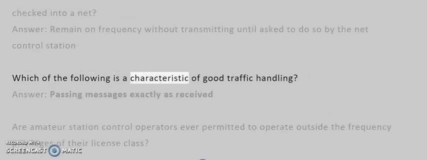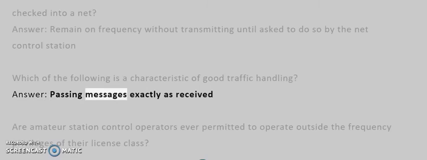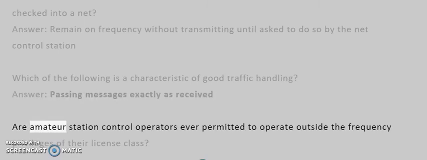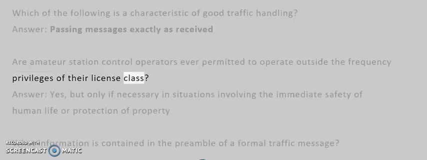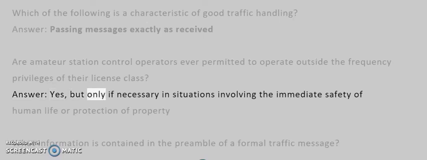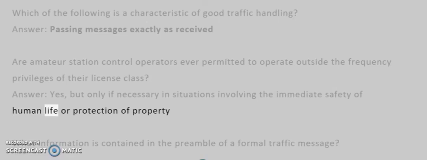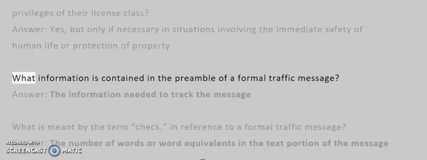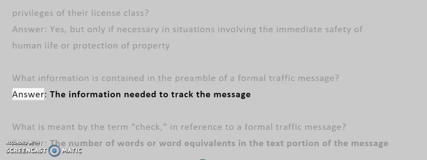Which of the following is a characteristic of good traffic handling? Answer, passing messages exactly as received. Are amateur station control operators ever permitted to operate outside the frequency privileges of their license class? Answer, yes, but only if necessary in situations involving the immediate safety of human life or protection of property. What information is contained in the preamble of a formal traffic message? Answer, the information needed to track the message.